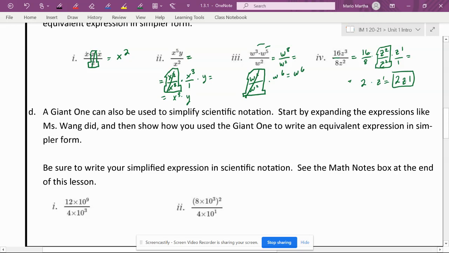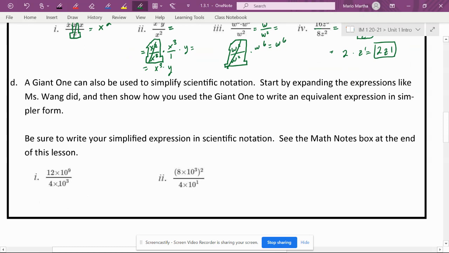All right, and then the giant one can also be used to simplify scientific notation. Start by expanding the expression like Ms. Wang did, and then show how you use the giant one to write an equivalent expression in simpler form. So be sure your simplified expression is in scientific notation. All right, so we're going to do 12 times 10 raised to the ninth over 4 times 10 to the third. So we can rewrite this again. We know it's 12 divided by 4, and then times 10 to the third over 10 to the third, and then times 10 to the 6.